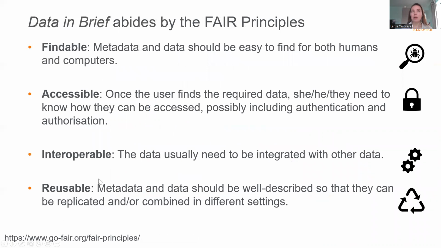Data in Brief abides by the FAIR principles, where F stands for findable. Metadata and data should be easy to find for both humans and computers. Data should be accessible. So once the user finds the required data, they need to know how it can be accessed, possibly including authentication and authorization. Interoperability: the data usually needs to be integrated with other data. And reusability: metadata and data should be well described so they can be replicated and combined in different settings.